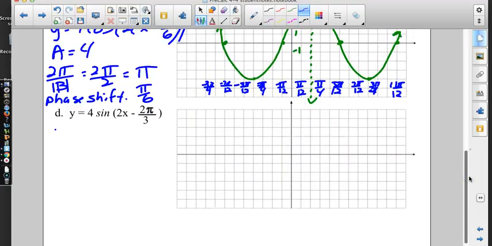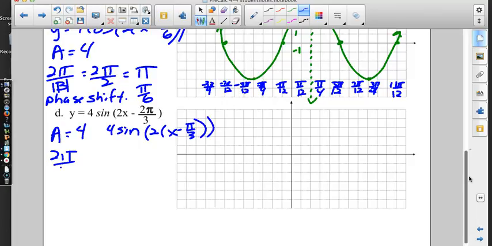So let's do amplitude for D. What is it? 4. All right. The period requires us to do some factoring. What do we have to factor out? 2. So what's going to be in those innermost parentheses if you factor out a 2? All right, so our period will be 2 pi over what? 2. So we're back again with pi, which means we're going to use increments of pi over 4.